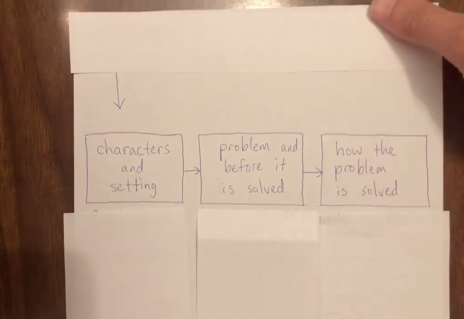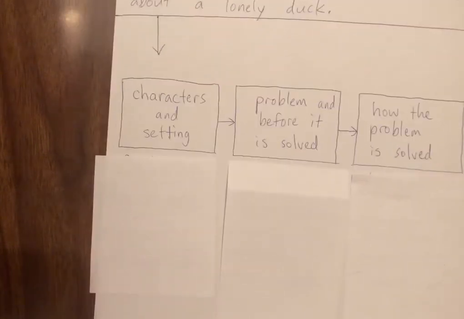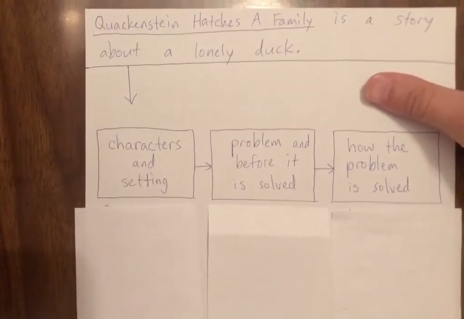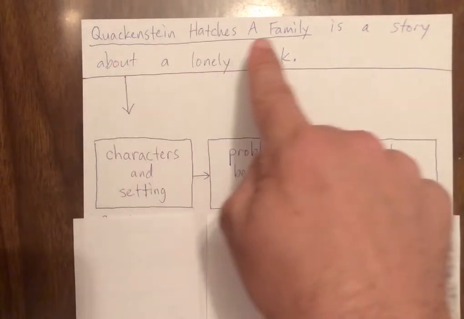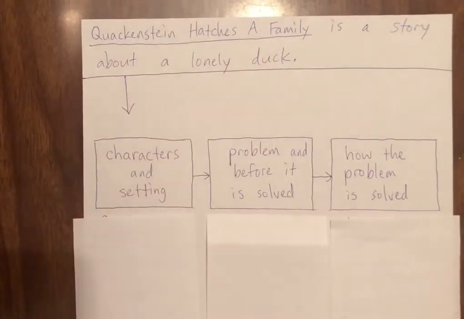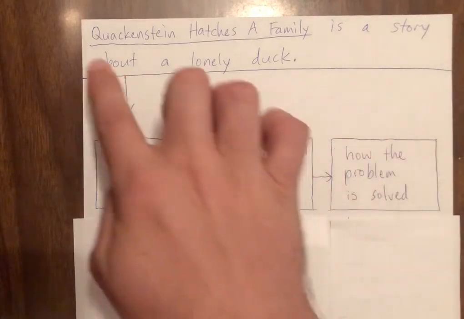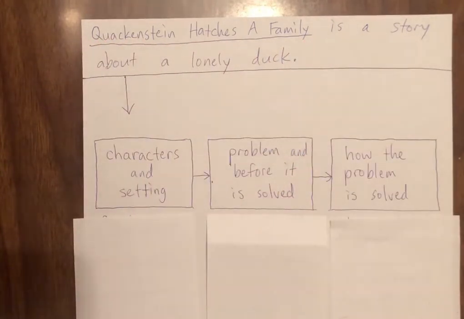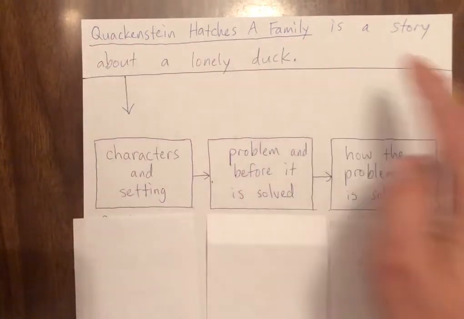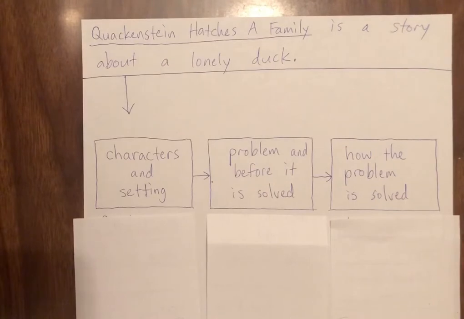Then, opening sentence just tells who the story is about. Quackenstein Hatches a Family is a story about a lonely duck. Notice I underlined the title for Quackenstein Hatches a Family, and all the words start with a capital because it's a title.